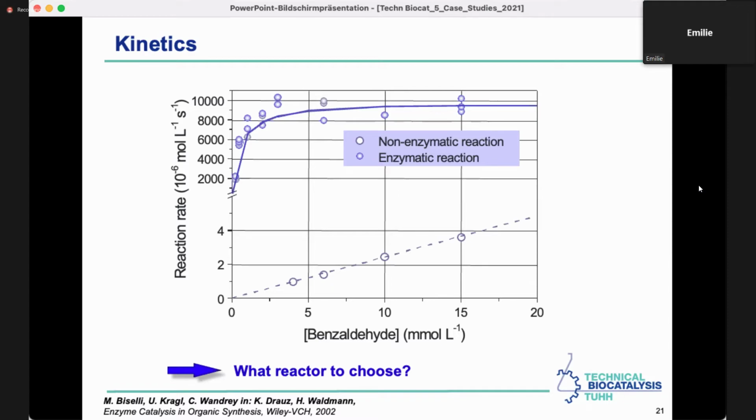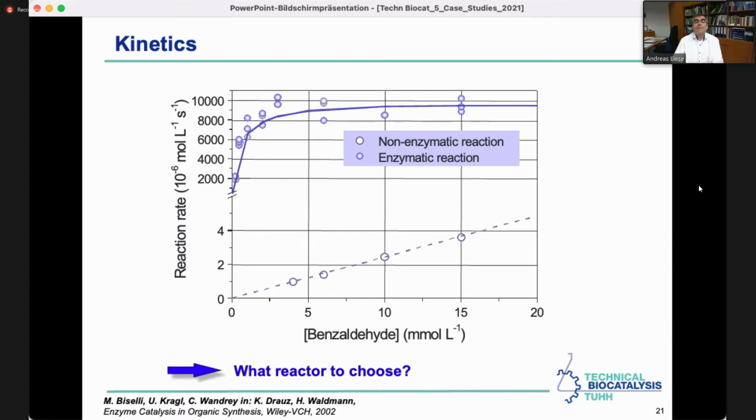I can see the reaction rate is way higher for the enzymatic reaction than the non-enzymatic reaction. And so therefore I would like to run a CSTR reactor where we always run with very low substrate concentration, because then we will be in the first order reaction rate constantly.